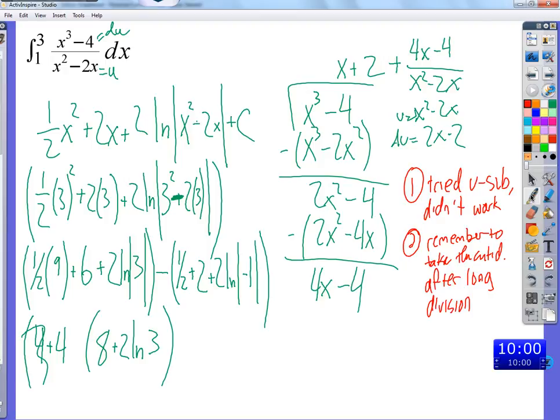Okay, so you tried U substitution, it didn't work. You need to remember to take the antiderivative after long division. When you do the long division, it's equivalent to what you had to start with, right? Yeah. And you need to remember to take the antiderivative of that. Anything else?